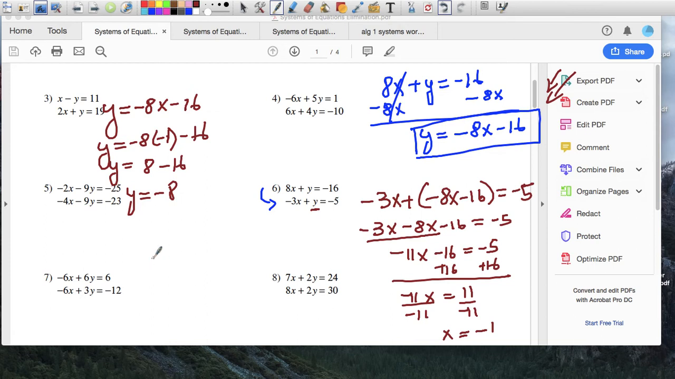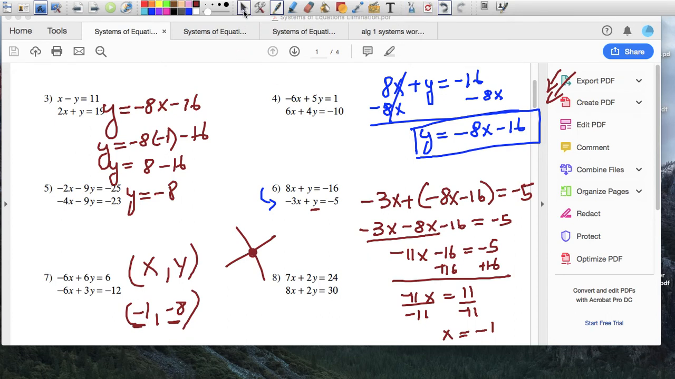So I know my point of intersection. My coordinate is going to be (-1, -8). If you were to graph these two, they would intersect. That point of intersection on the graph would be the point (-1, -8). So that's how you do it by substitution.